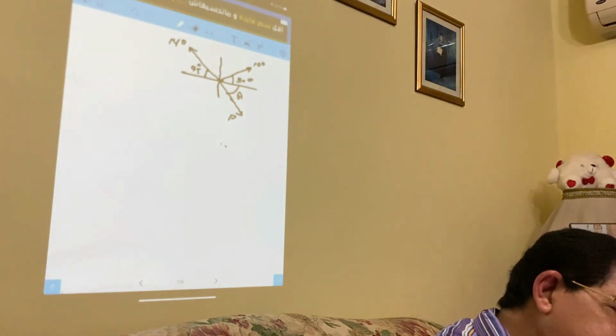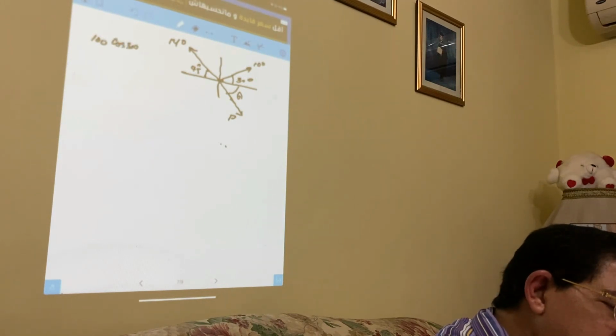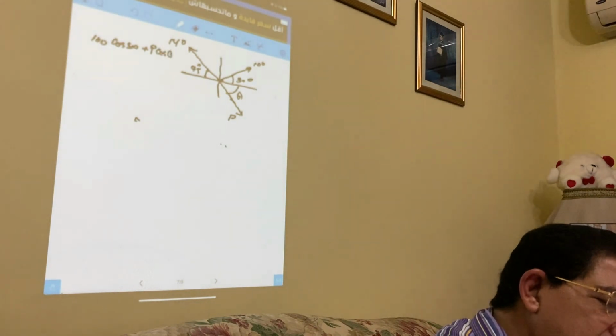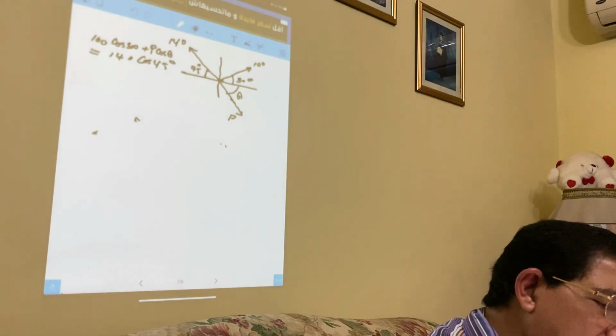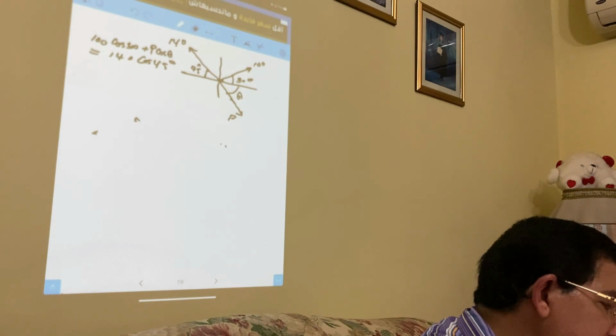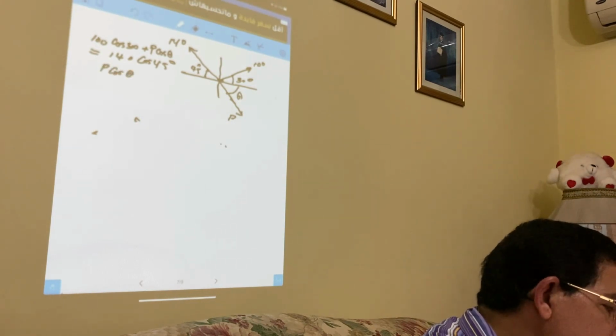Then 100 cosine 30 plus P cosine theta equal 140 cosine 45. Right? From this equation, we will get the value of P cosine theta equal 12.392.